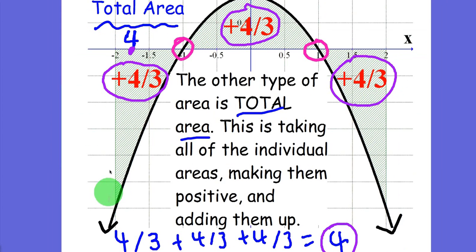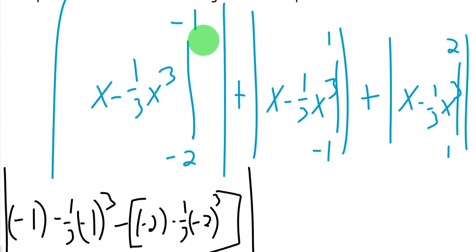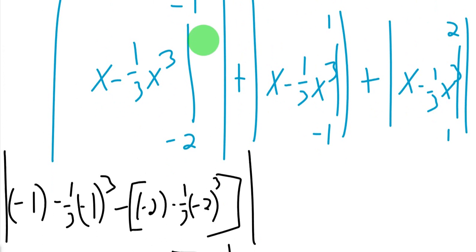And again, I'm taking the absolute value because we're worried about total area, not net area, which is the definite integral. All right, so I'm just going to do the same calculations for my other two pieces, and we'll show that, and then we'll move on and talk about total area versus net area.